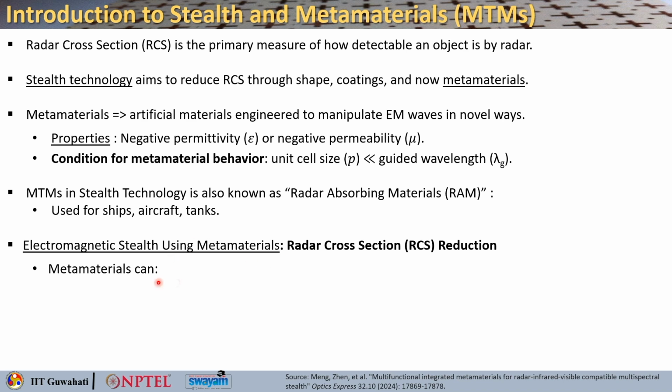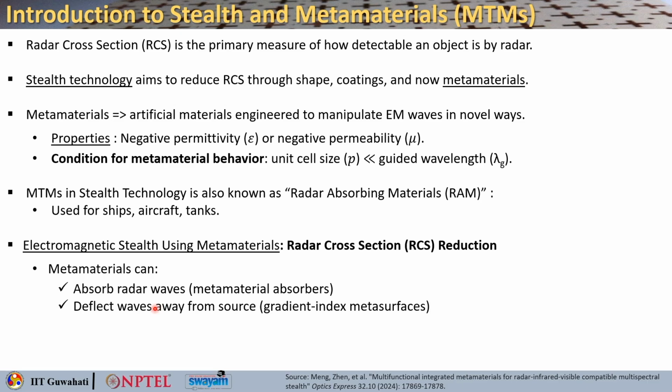Electromagnetic stealth can be obtained using metamaterials where you can do RCS reduction. You can apply metamaterials that can absorb radar waves. So, you are making a metamaterial absorber over the frequency ranges in which radar works. Or you can use some kind of material that can deflect the waves away from the source. That is also possible. In that case, the radar will not receive your reflected beams.